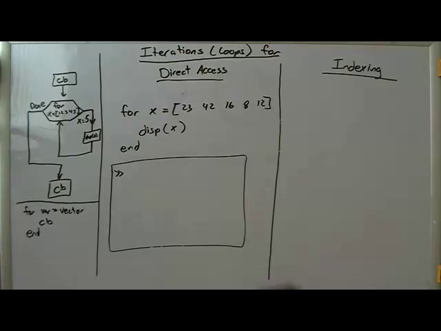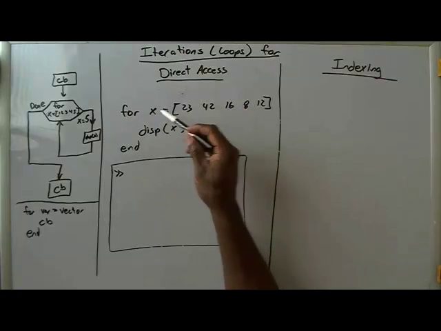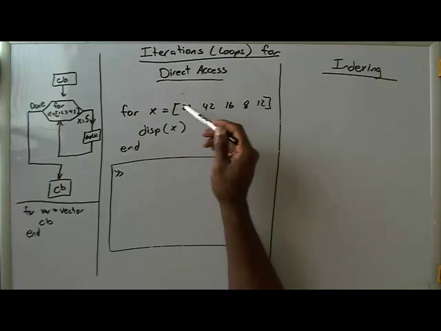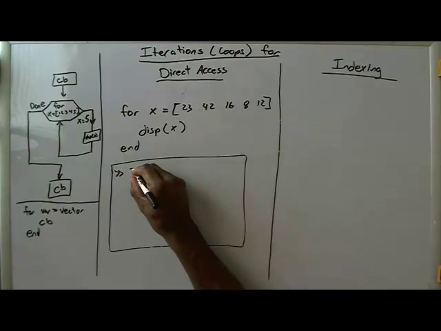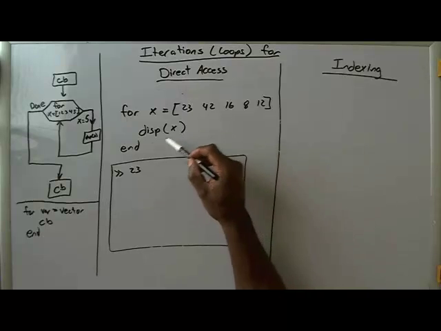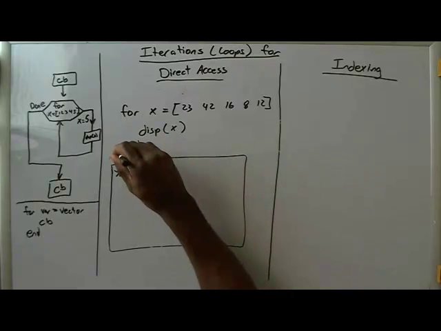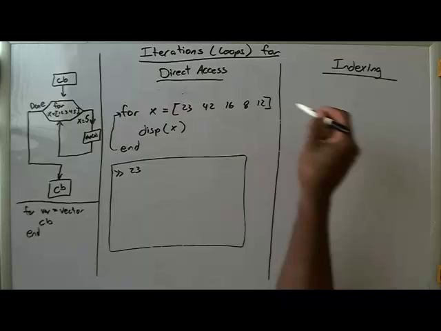So now I come into my loop here. X equals the first value, 23. So I do the code block display, so 23 gets displayed. I come back up. I loop back up here until I get to the end of my vector.